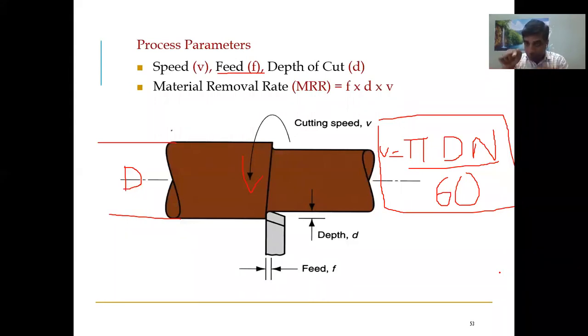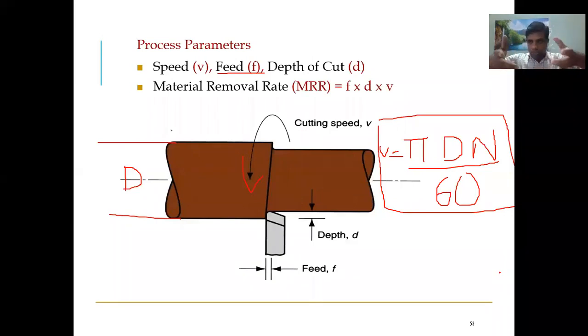So whatever the metal penetrating into the workpiece, that is called a depth of cut. Just now we saw it in the problem. The depth of cut is given as 0.1514 mm. So how much the tool is penetrating into the workpiece is called the depth of cut in this lathe.